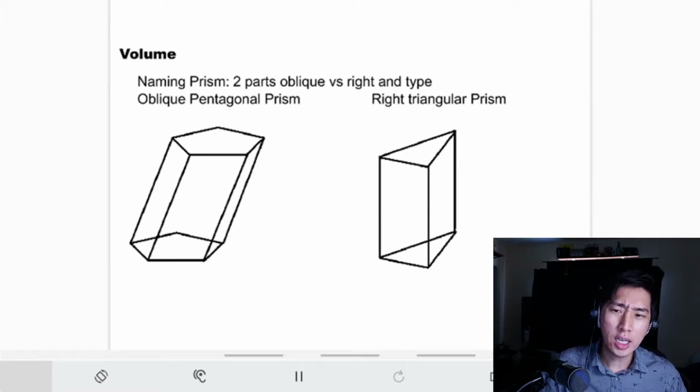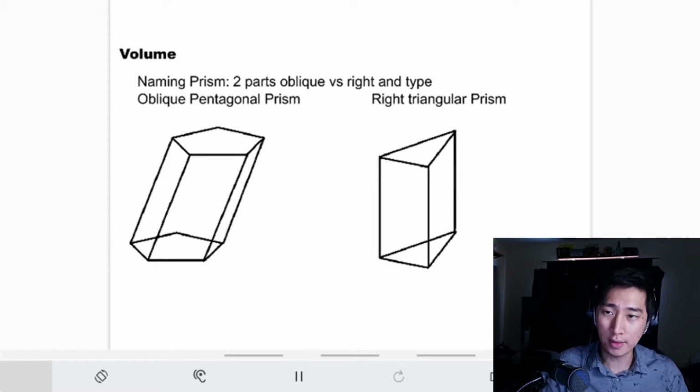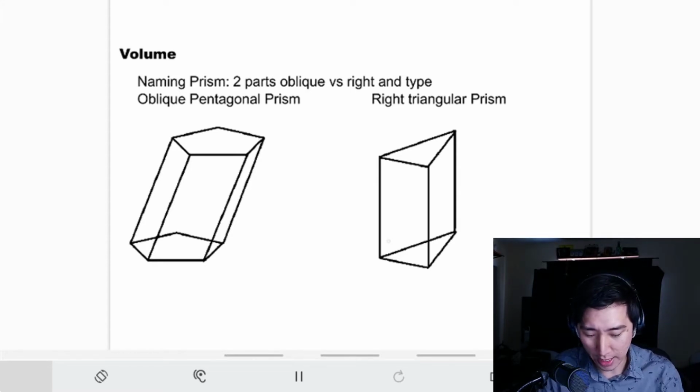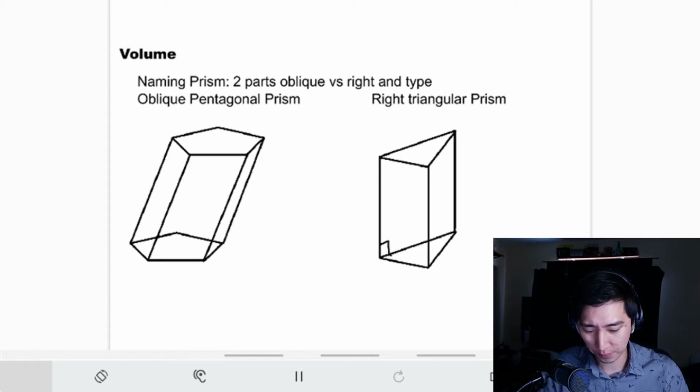Now unfortunately, when we see right triangle, we assume there's a 90-degree angle in my triangle. Unfortunately here, the right is not talking about the triangle, the right is talking about the prism. So we're saying it's a right triangular prism. I don't know what kind of triangle this is. It could be an isosceles, it could be a scalene, it could be a right, but we really just don't know at this point. The right refers to the fact that my bases are directly above each other. There's a 90-degree angle there.